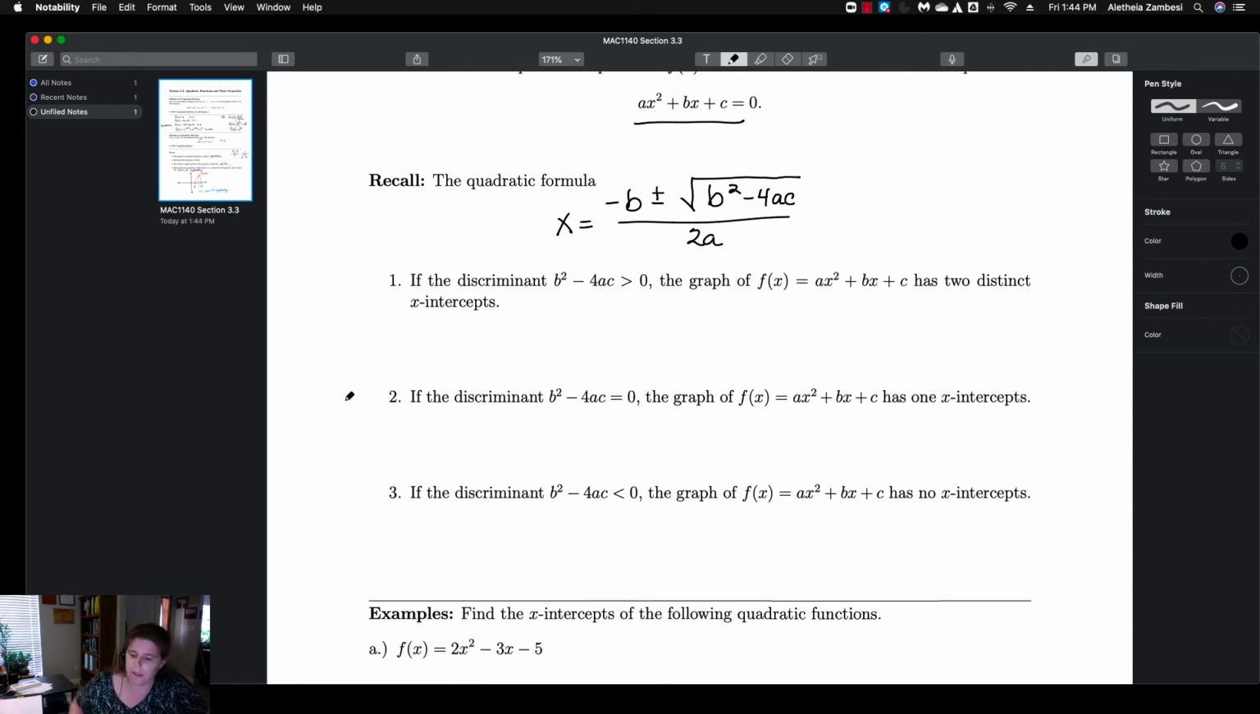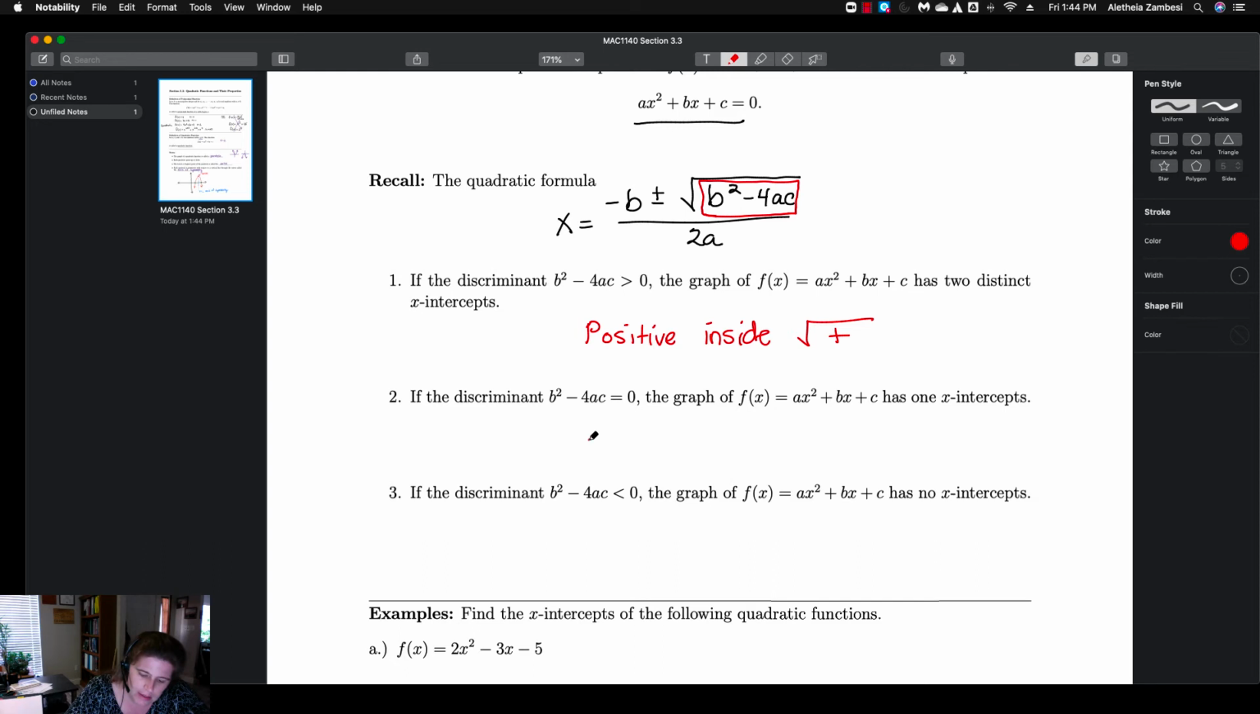Now, part of that formula is called the discriminant. The discriminant gives you an easy way to determine whether you have any intercepts. So this thing is called the discriminant, b squared minus 4ac. If it's greater than 0, then you have two x-intercepts. So if it's positive inside the square root, you have two x-intercepts. If it's equal to 0, you only have one. So the intercept is actually touching the x-axis.